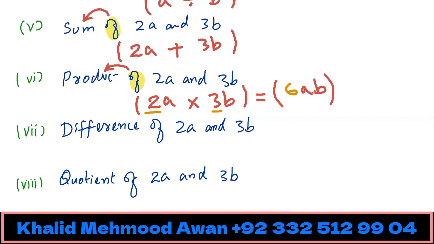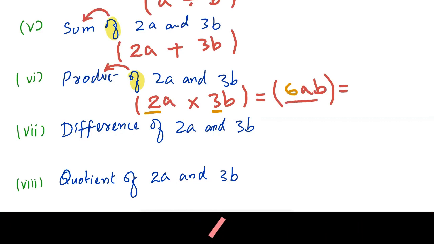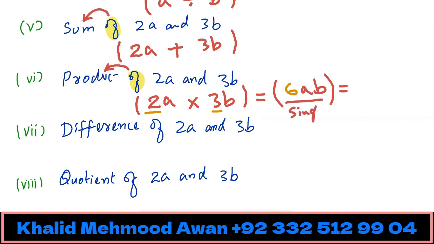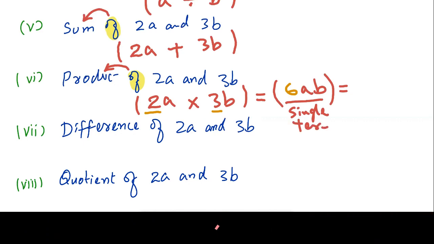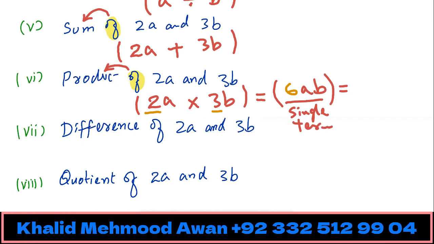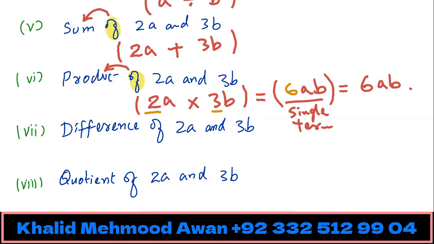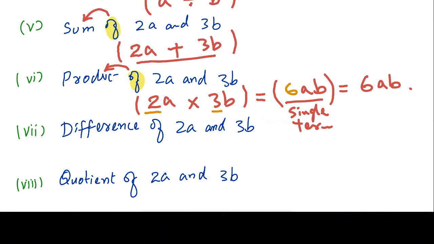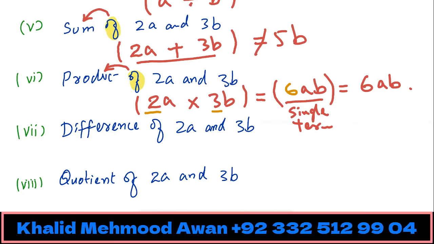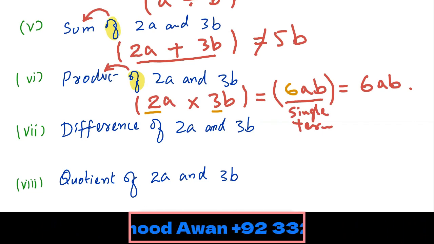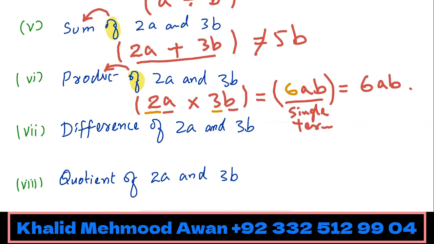And you must note it down that whenever there is a single term inside the bracket, we do not need brackets. So we'll be cutting off the bracket and our term will be 6AB. So this happens only in multiplication. Remember that 2A plus 3B will not be 5B, so this is wrong. You must remember that A and B cannot be added, but in multiplication we can multiply the numbers even though they are different variables.